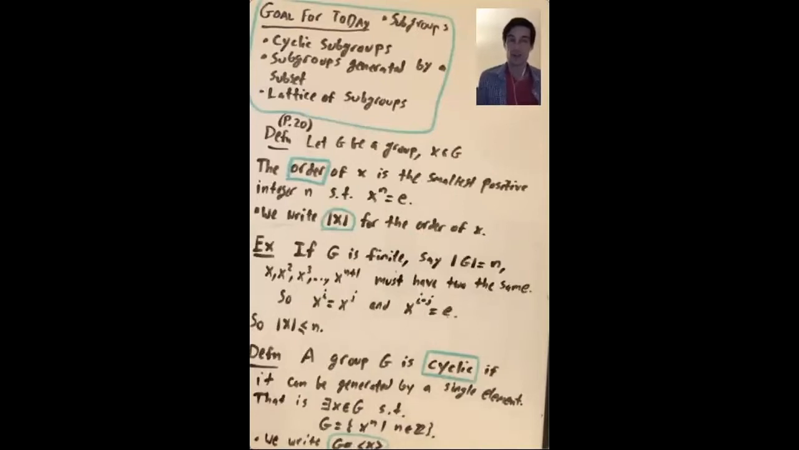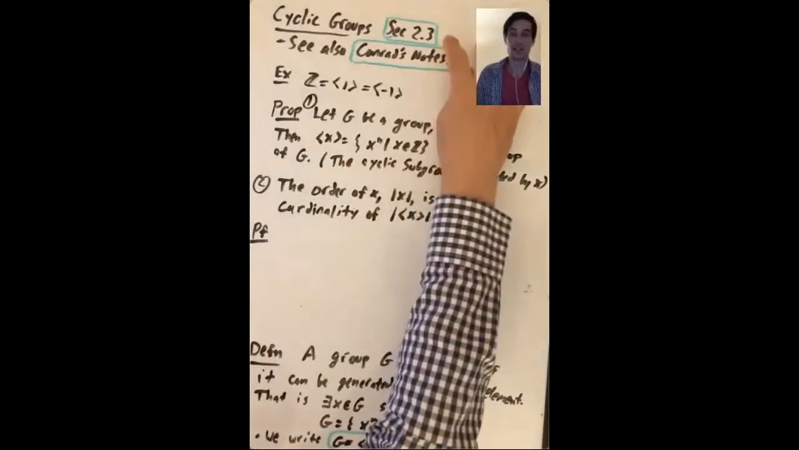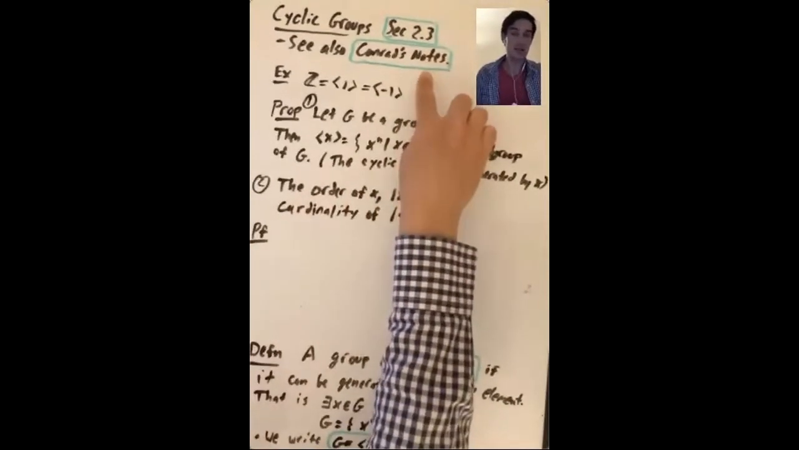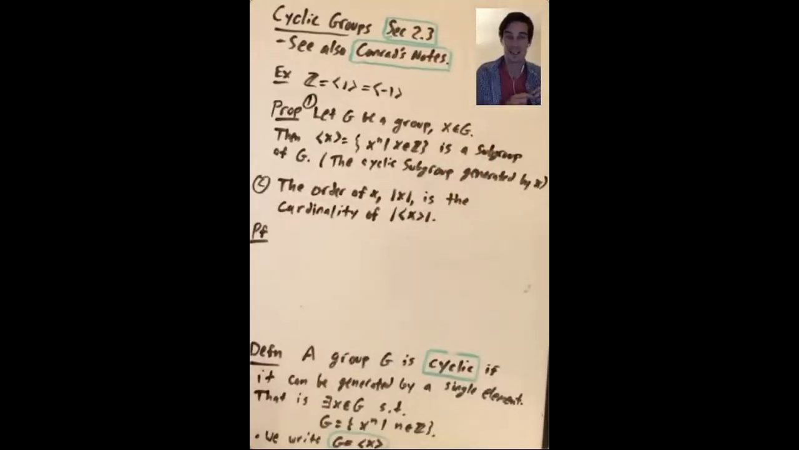What I'm going to do for the rest of this video is pause and erase, and then we'll talk about some important properties of cyclic groups, which are the subject of section 2.3 of the textbook. Let's talk about some basic properties of cyclic groups. I also really like a handout of Keith Conrad on cyclic groups that I'll post to the course website.